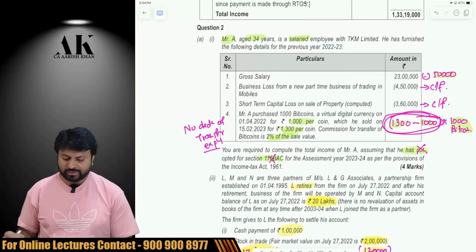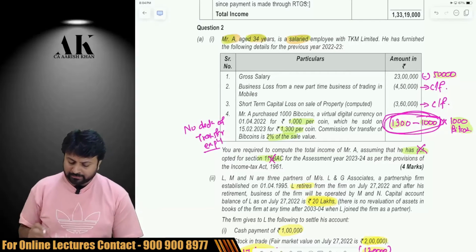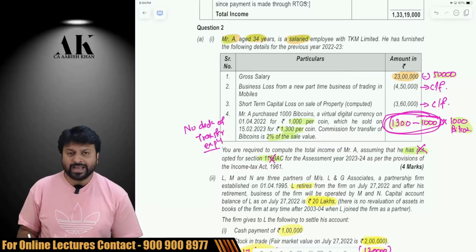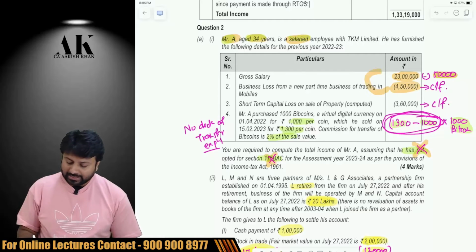The next question is also a very, very simple question. Mr. A is aged 34 years. He is a salaried employee. Okay. Now, he is earning a salary of 23 lakhs. So, from that, first of all, he will get 50,000 standard deduction because he is not following 115BAC. You can check it over here. Now, he has a business loss of 4,50,000 that he cannot set off against this. Therefore, he has to carry forward. He has a capital loss of 3,60,000 that also he cannot set off against salary. Therefore, he has to carry forward.